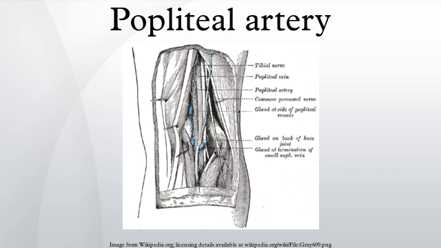The deepest structure in the fossa, the popliteal artery, runs in close proximity to the joint capsule of the knee as it spans the intercondylar fossa. Five genicular branches of the popliteal artery supply the capsule and ligaments of the knee joint. The genicular arteries are the superior lateral, superior medial, middle, inferior lateral, and inferior medial genicular arteries.